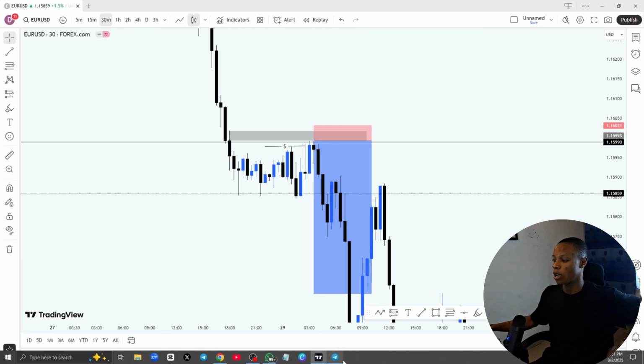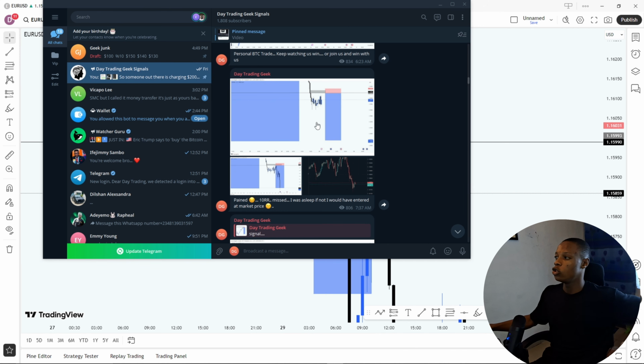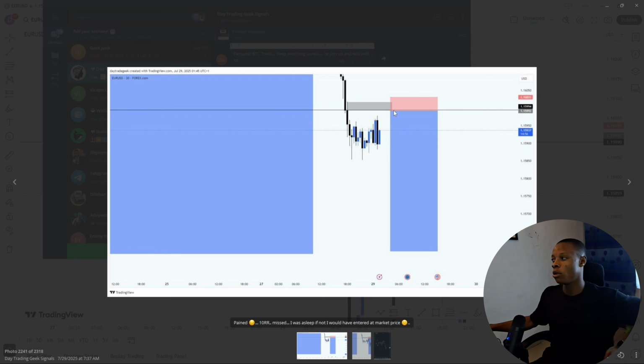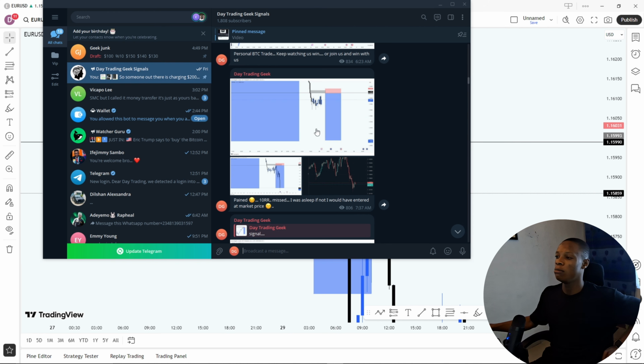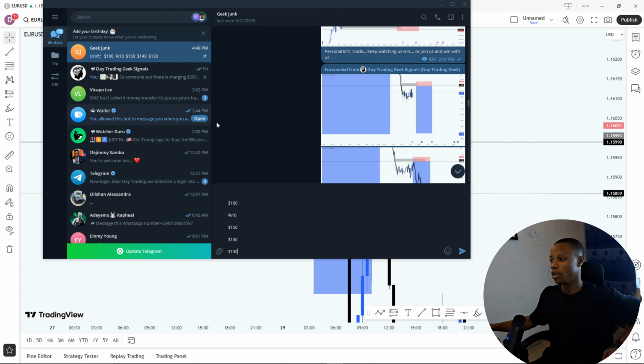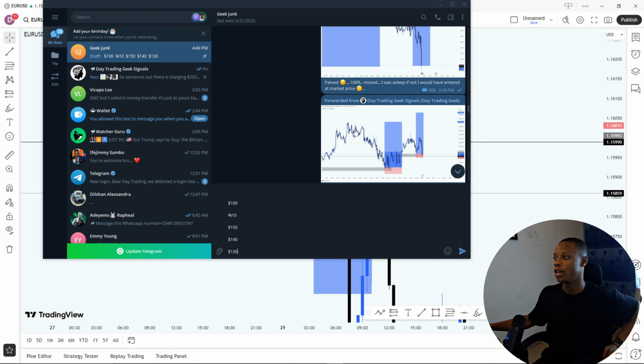So this was the setup right here. This was when I had the setup, the 5 minutes time frame order block, and this was the play out, hitting full TP and still missing my entry. So the account was still at $130. I didn't lose any money on that trade, and I didn't make any money.